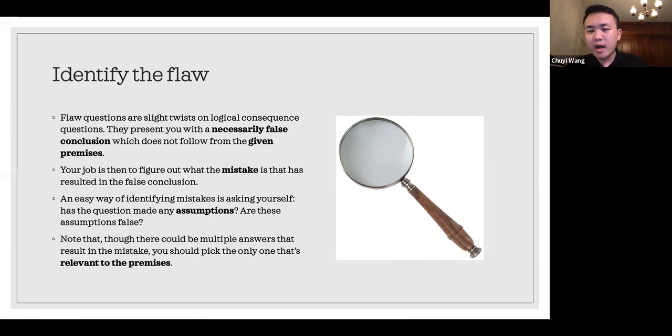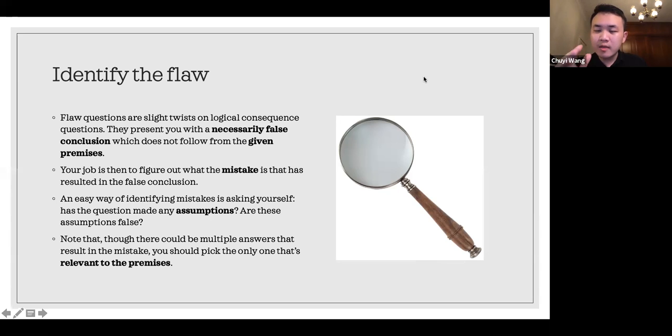Now, one easy way of answering this question is to ask yourself, has the person who's come to this false conclusion made any assumptions? Have they leapt ahead in their logic? Have they failed to consider something? Have they thought something is true when it's not necessarily true? Does everyone understand what I mean by assumption? They've made an assumption that's wrong. That's probably where the mistake is.